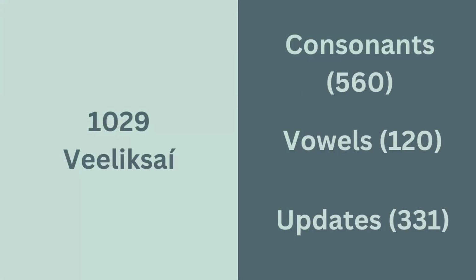Overall, there are 129 basic V-elixi from which all words are written in character or in alphabet form. Of these, 560 are consonants, 120 are vowels, and 331 are updates.